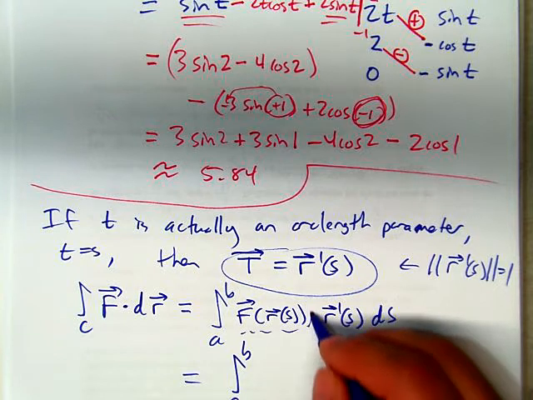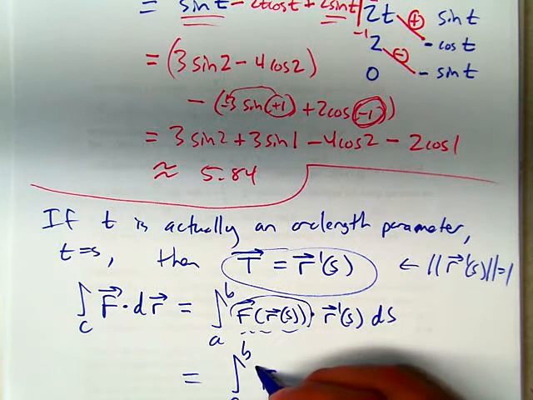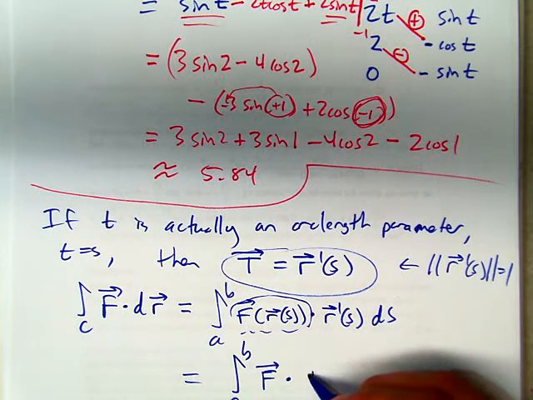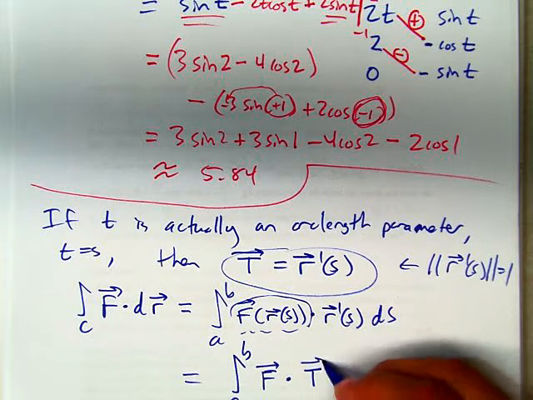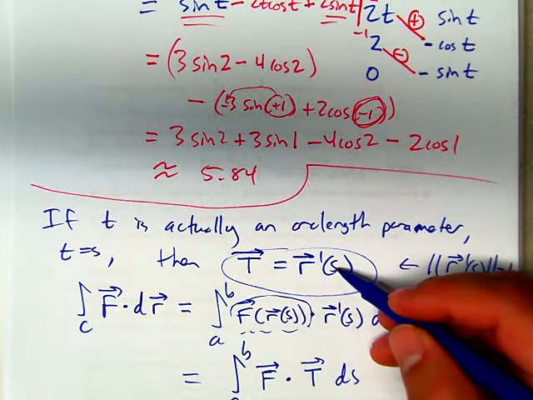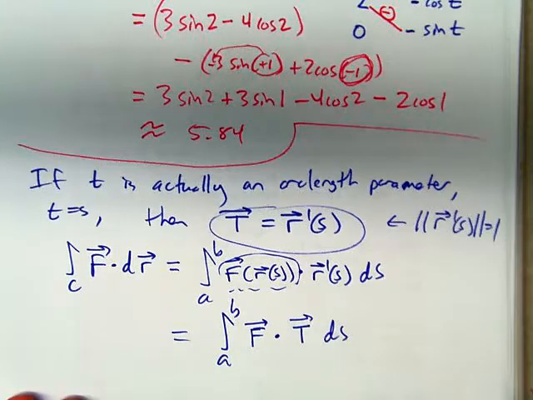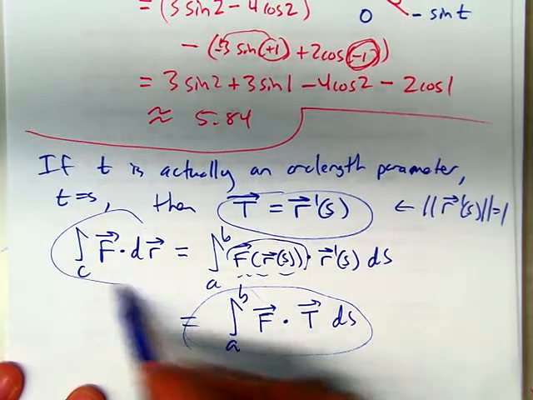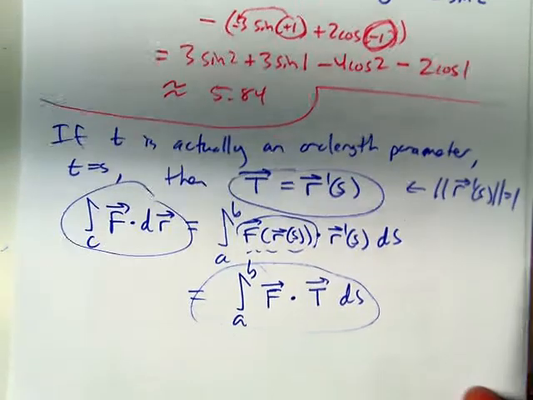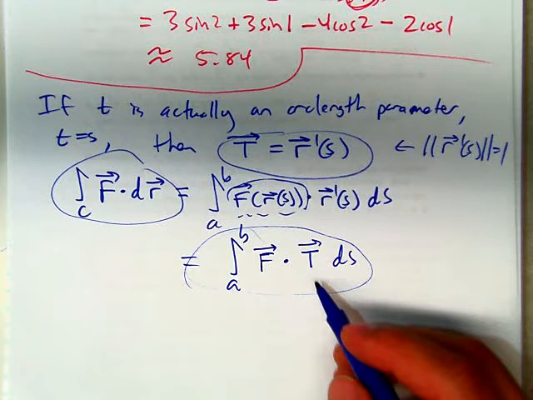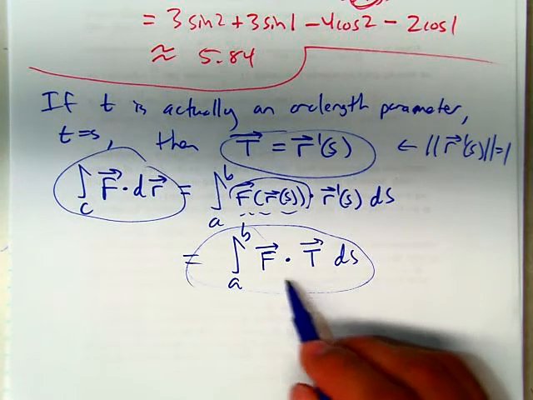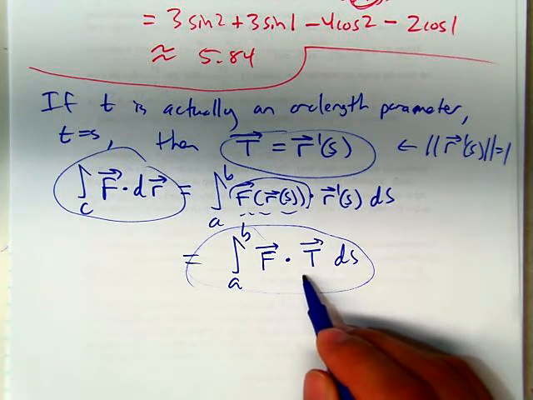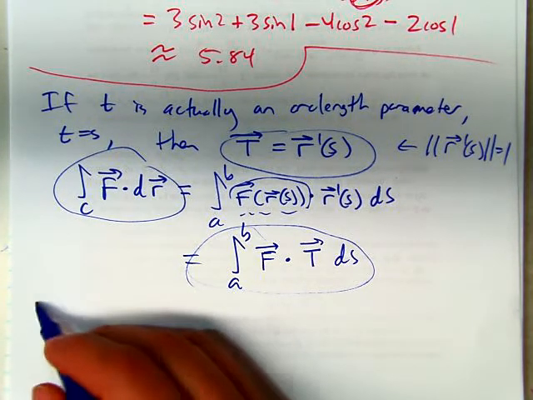And again, let me just group this as f dot t ds, since r prime of s is the same as the unit tangent vector. This is just another interpretation for the line integral f dot dr. But this is kind of nice because it really does break up the line integral in terms of its tangential components. So what I mean is this.